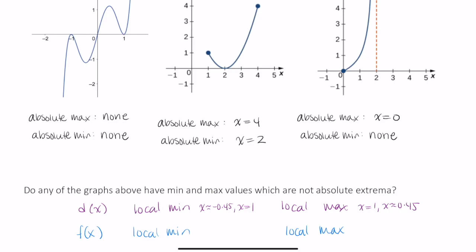Now let's look at f. If you notice, f had an absolute maximum here at x equals 4 and an absolute minimum at x equals 2, but we also have this local maximum at x equals 1. And since every absolute minimum is also a local minimum, we also have a local min here at x equals 2.